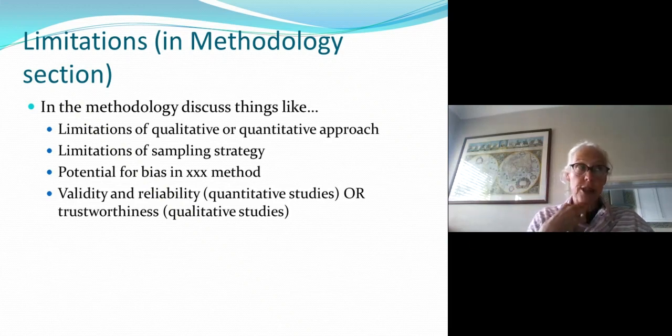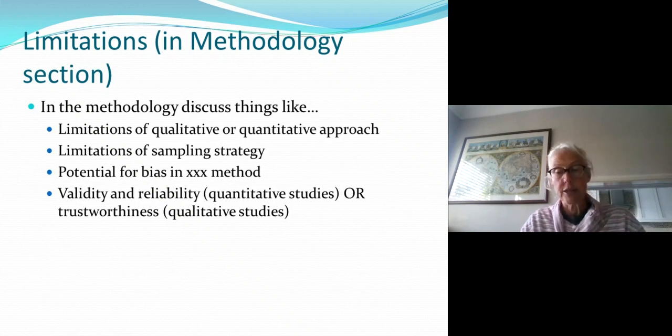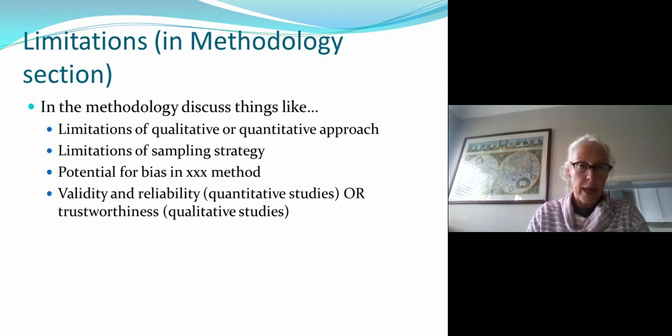So maybe I haven't got a sampling frame. So if I'm doing qualitative research, it's a convenient sample. Any potential for bias. And if you're doing quantitative research, you might talk about validity and reliability. Or if you're doing a qualitative study, you will talk about trustworthiness, perhaps. So that's what you might include in your methodology section.